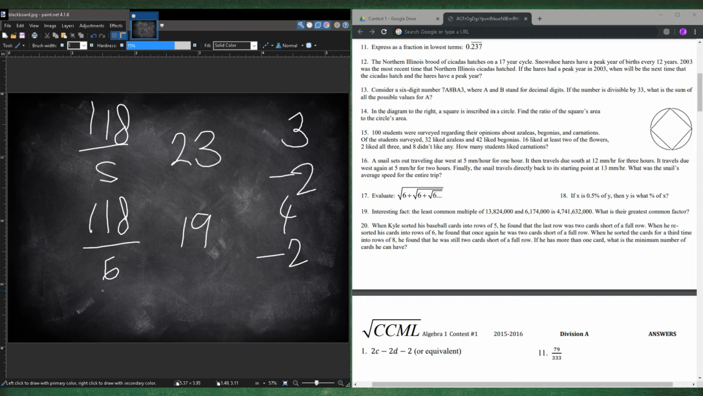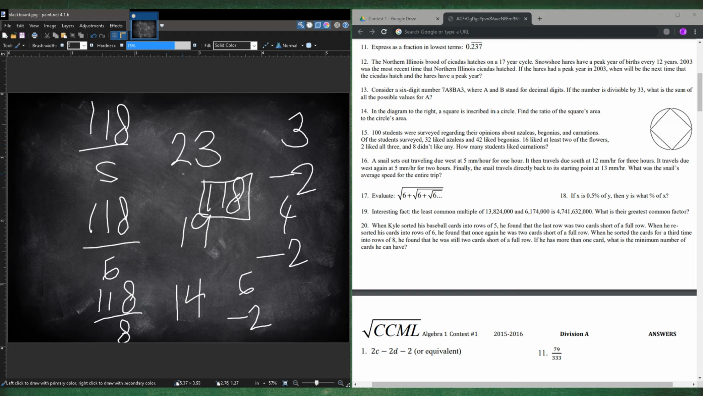And 118 divided by 8 is 14, which is 112, so that leaves a remainder of 6, but you need 8. So that's also short by 2. So all of these are true, and the answer is just 118.